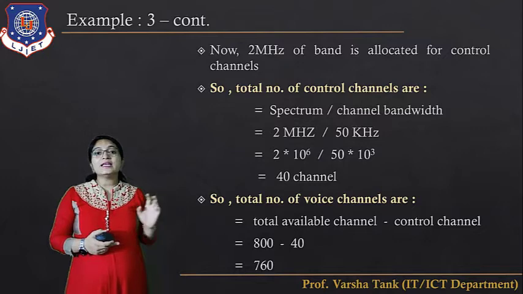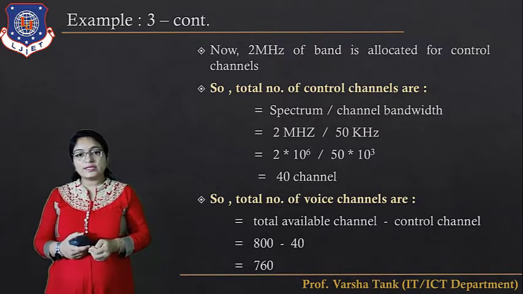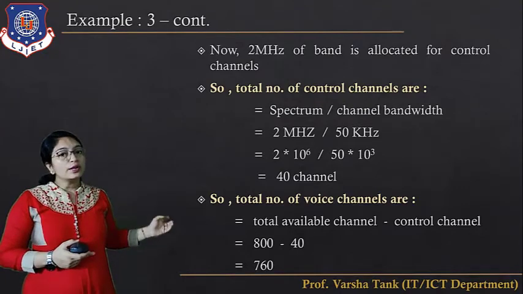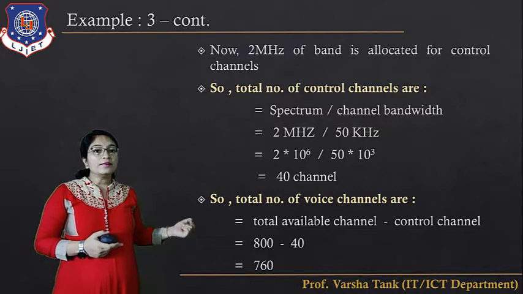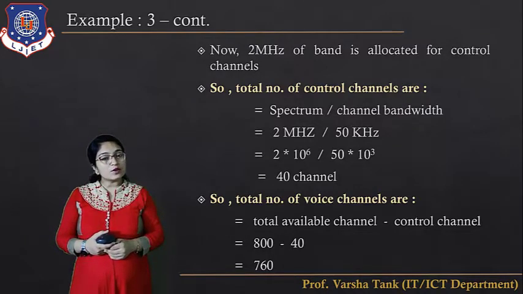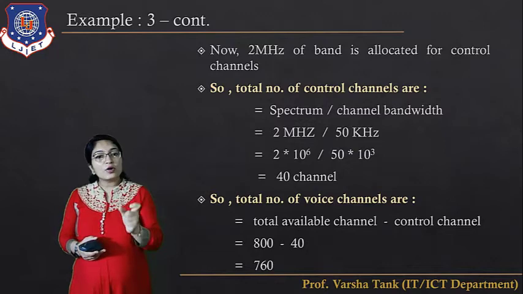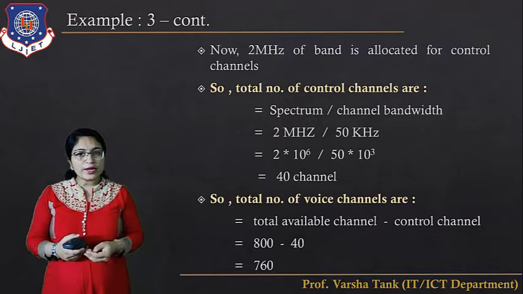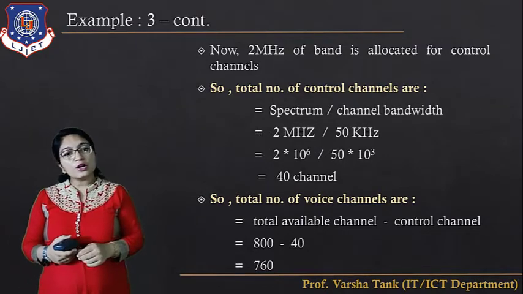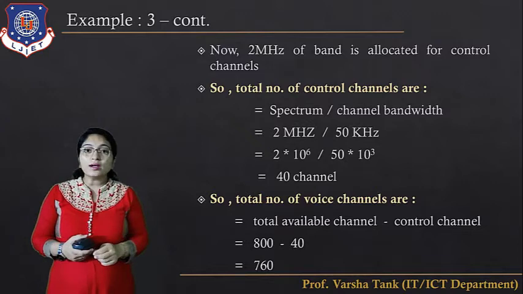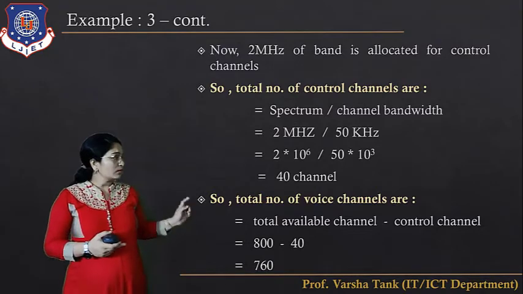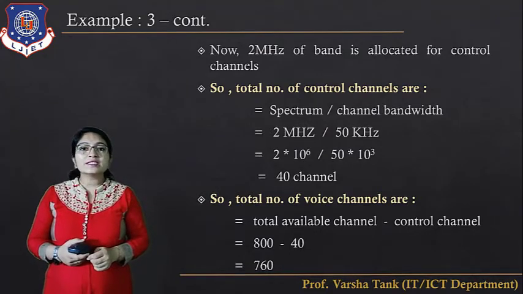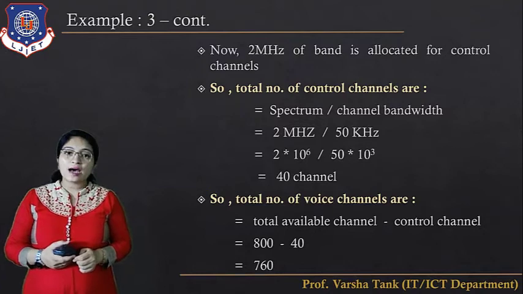Now the total channel is the combination of the control channel and voice channel, so by taking the difference you will get the voice channels. So the total number of voice channels is the total available channels minus control channels. Why this formula? Because the total channel is the combination of the control channel as well as the voice channel, so you just have to subtract it. The total available channel is 800, which we have calculated, minus 40 control channels. So 760 voice channels are there.